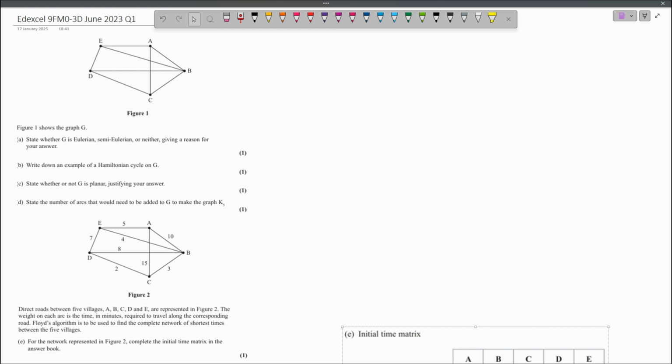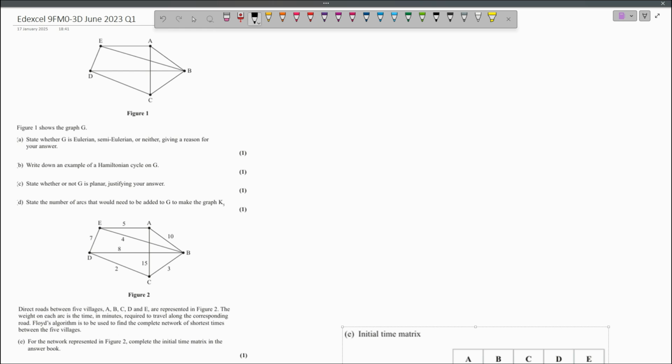This time we're tackling question 1 of the June 2023 Edexcel Decision 1 paper. And we've got figure 1 showing this graph here. And we're asked to state whether G is Eulerian, semi-Eulerian, or neither, giving a reason for our answer.